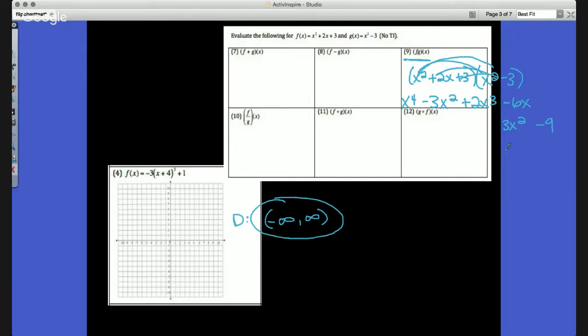So what we have now is x to the 4th. Okay, so that's there. 2x cubed, that's there. Negative 3x squared plus 3x squared would be gone because those cancel out. Okay, these are gone. Negative 6x stands alone, and then minus 9.